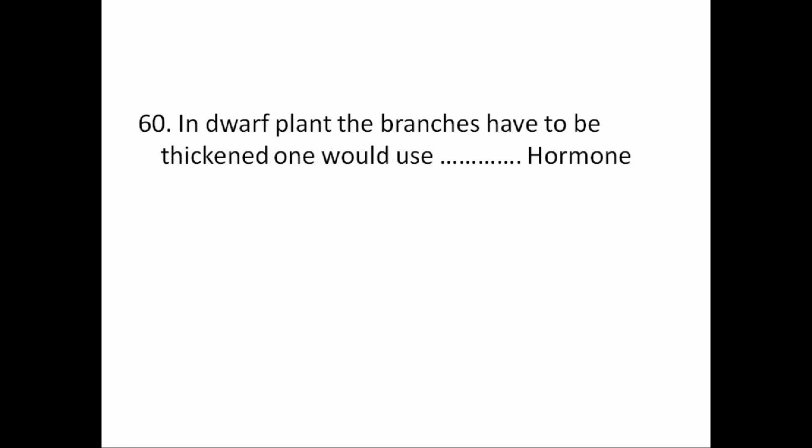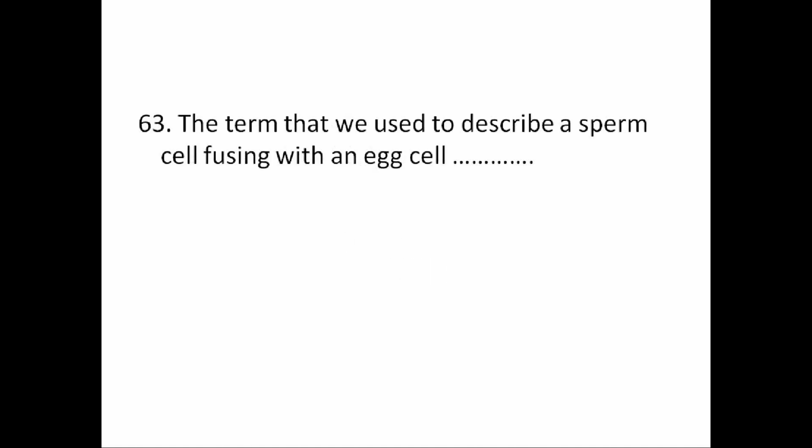In dwarf plant, the branches have to be thickened. One would use which hormone? Gibberellin. The part of the female reproductive system that produces the eggs. Ovary. The term that we use to describe a sperm cell fusing with an egg cell. Fertilization.